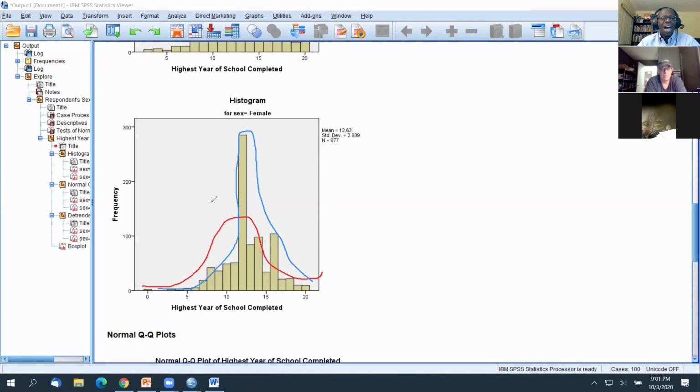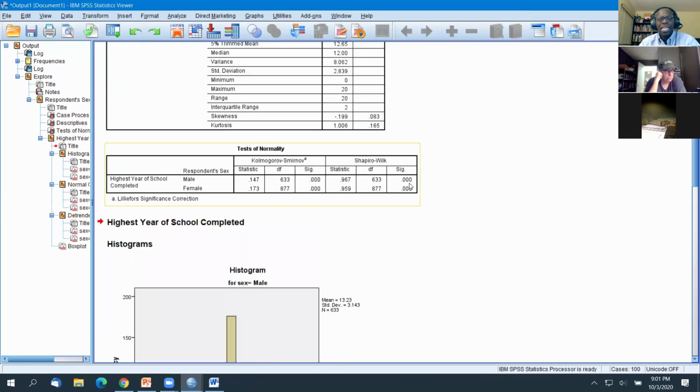So in other words, we have violated the assumption of normality. This distribution for females is non-normal. It does not fit the bell-shaped curve, because if it did, then this tall thing right here would be around here, and then these other scores would be around here and would form a nice bell-shaped curve. But it doesn't do that, okay? So we have a violation of normality for both males and females. And we see that here in these two numbers because they're both less than 0.05.